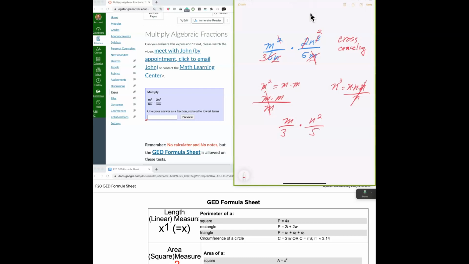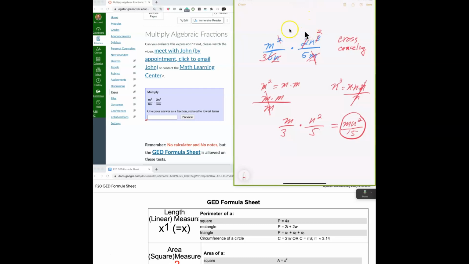Before we multiply this, we should look at it once more, see if there's anything else we can take out. But I don't think there is. So now all we do is multiply them together. M times n squared is mn squared. And 3 times 5 is 15. So this should be our answer, mn squared over 15.